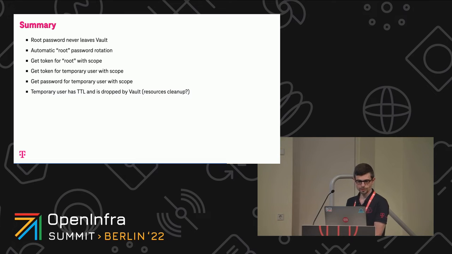Good. Next, get token for root with scope. Yeah, that is what we have seen. We have provisioned this admin account into the vault, and we are able to get a token for this particular root user. Normally, you shouldn't need that, but under some circumstances, you might want that. Get token for temporary user with scope. That's also one of the really useful cases where, for example, for doing integration tests of your application, you would like to have simply a dynamic user there. So that's where we have this possibility, getting both token or password depending on your application needs. And of course, last but not least, a temporary user will have its TTL, which is configurable, and would be dropped automatically by Vault once the lease expires.